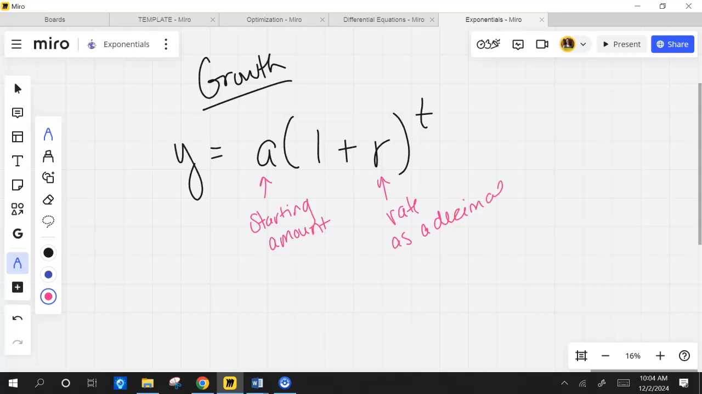Most of the time they'll tell you that it grows 4%, but you'd have to convert that over to a decimal. What's 4% as a decimal, Grayson? 0.04, right? So remember, if I'm converting over, I move the decimal place over twice. 40 is, yeah, 0.4. That's a percent. Right.